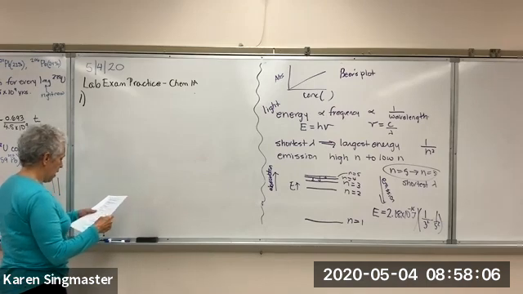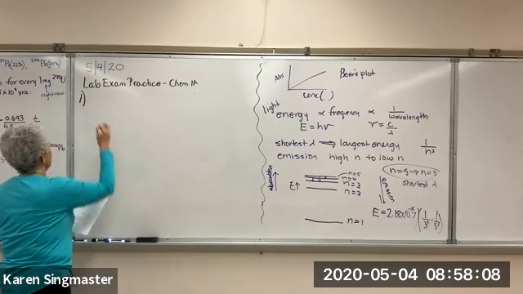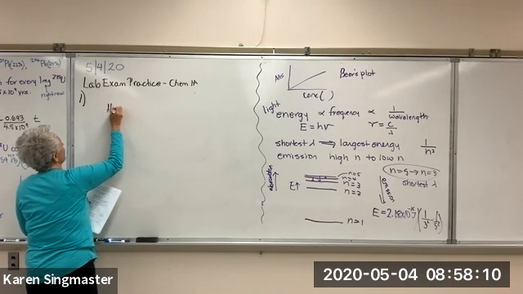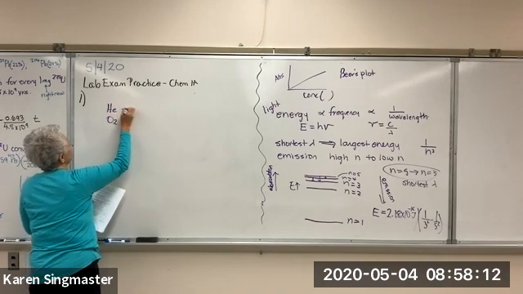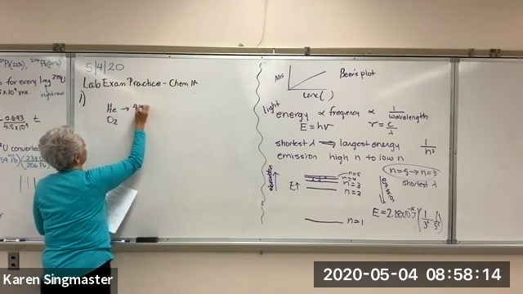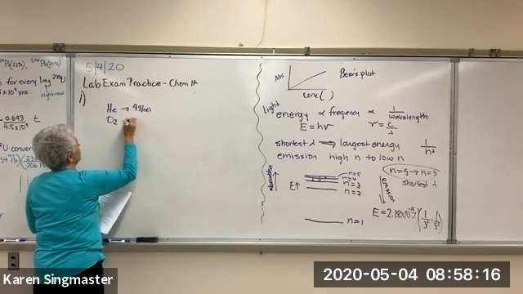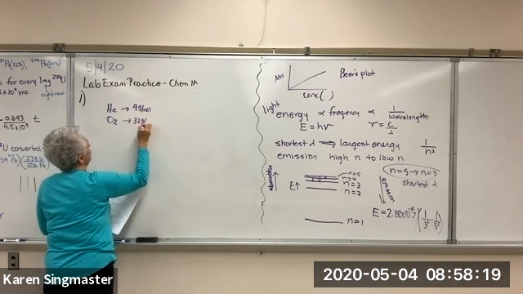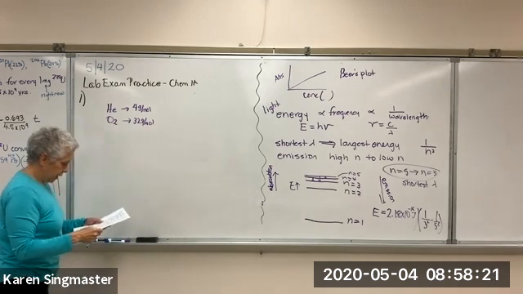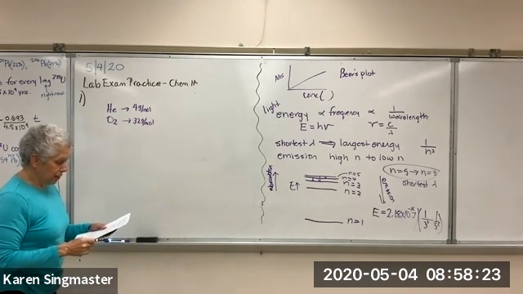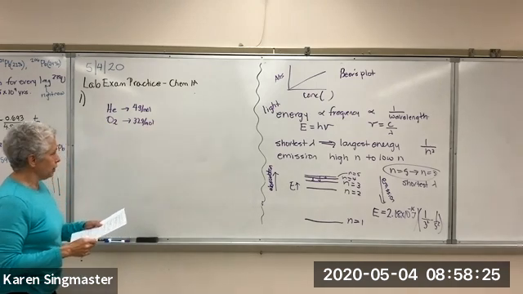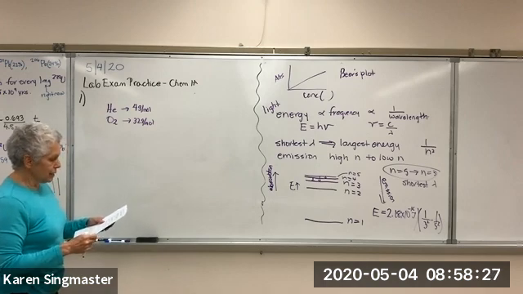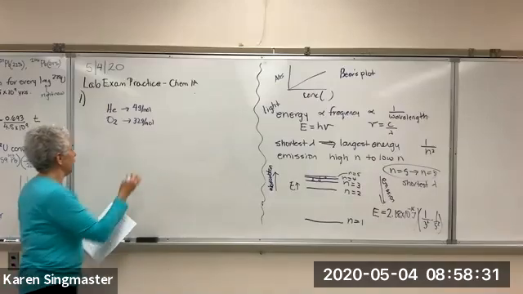Okay, you have two gases, He and O2, in flasks. Just to remind myself, this one's 4 grams per mole, and this one's 32 grams per mole. Okay? They're in separate flasks. They have the same pressure and volume. They contain the same mass of gas. Which flask has the highest temperature?